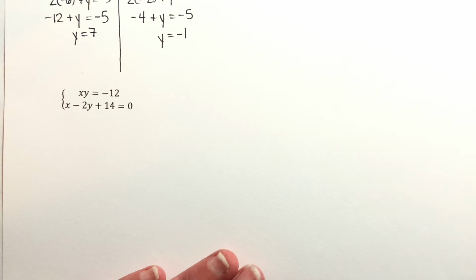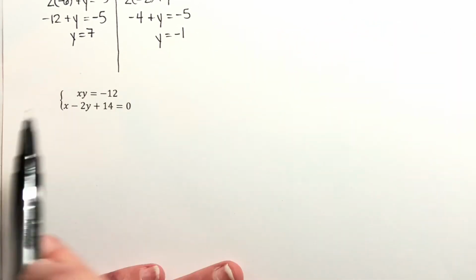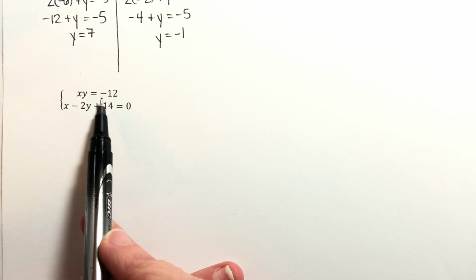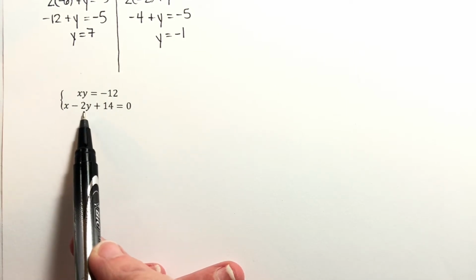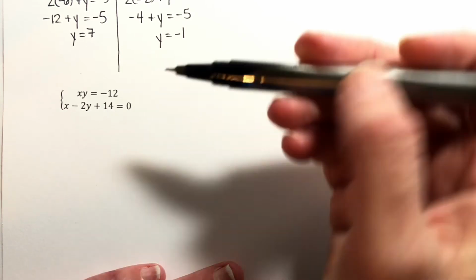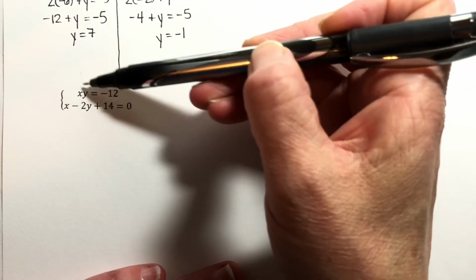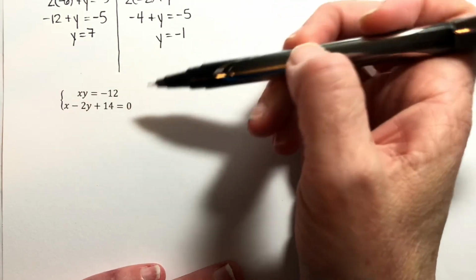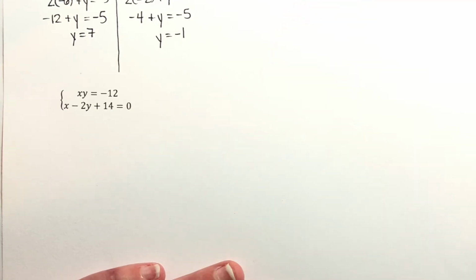Okay. So let's try this system. I have x times y is equal to negative 12, and I have x minus 2y plus 14 is equal to 0. This one I cannot use addition on because I don't have another xy term. So I'm going to have to use substitution here in one form or another.